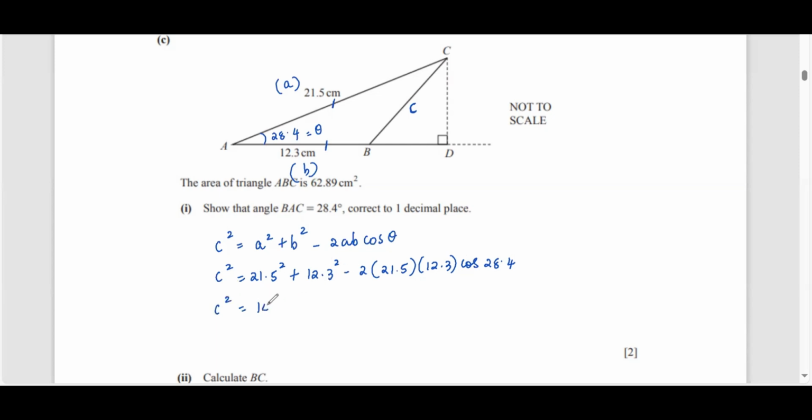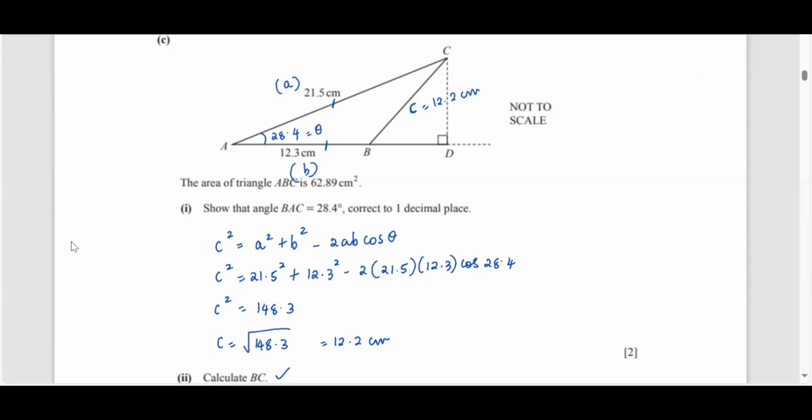C square is 148.3. But we don't want C square, we want C, so square root it. Square root of 148.3 will give us 12.17. So I'll just approximately take it as 12.2, all the units are in centimeter. So we got the BC value as 12.2 centimeter. So that's how we get the side length BC. So second subdivision is done.